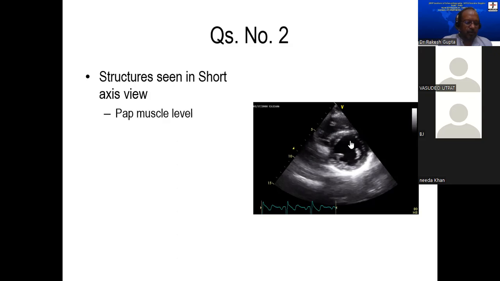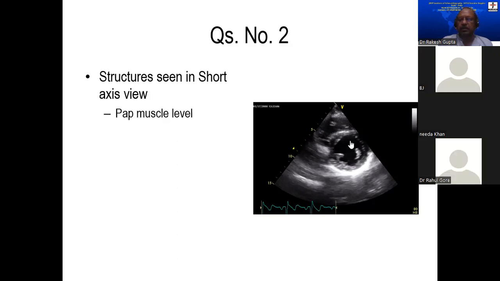Okay, let me move on to Dr. Tushar Charkha. Yes, sir. Tushar, what is this view? This is parasternal short axis view at papillary muscle level. Why do you say it's papillary muscle level? We can see those two papillary muscles where your cursor is moving. What is this papillary muscle known as? Name of the papillary muscle and this papillary muscle.